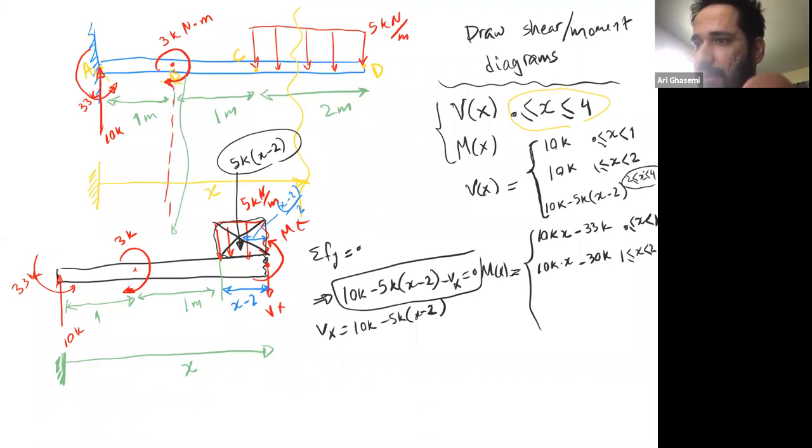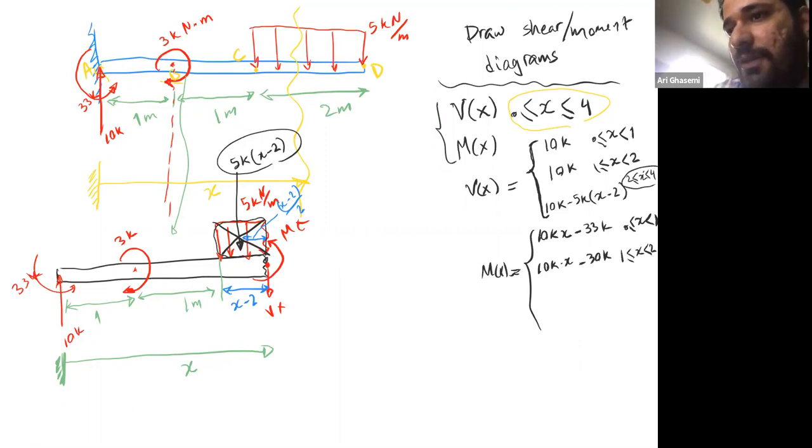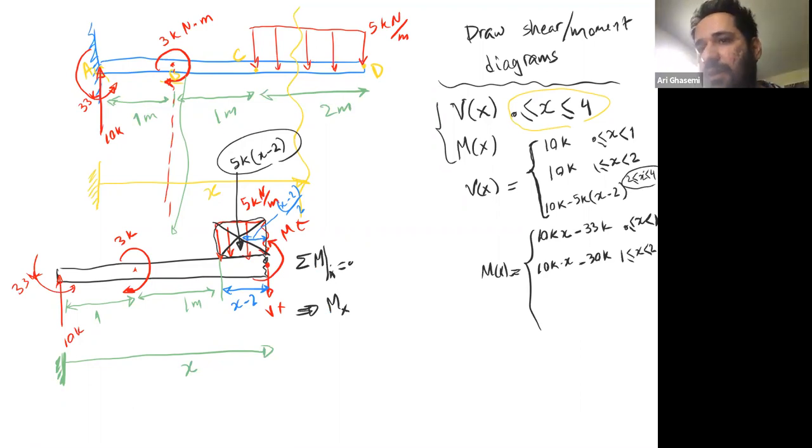Now we go to find the moment. Can erase this thing to open up some space. For the moment, I write the moment equation. Summation of moments about any point, like point x, should be 0. Now let's expand that equation. You get Mx, right? Now what should I write for the moment coming from this 5k? Let's highlight it with green. You see 5k times x minus 2. This is the value of the force. What should I write for the moment coming from this force with respect to point x?